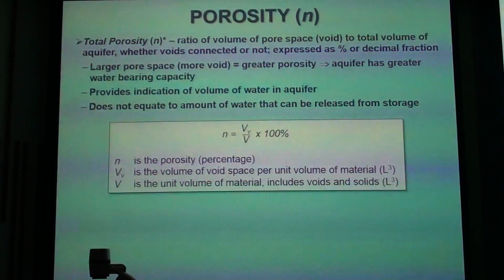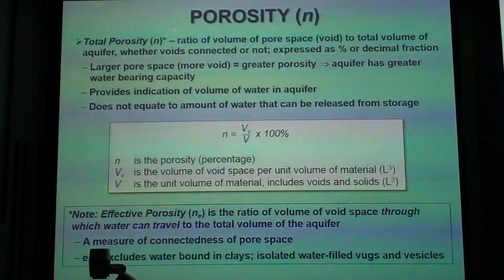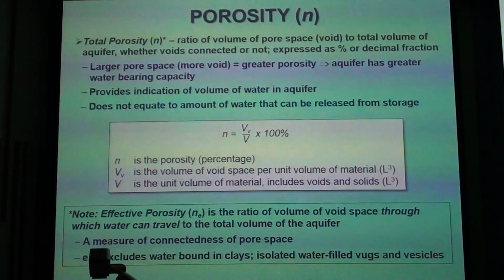So something is 30%, 40%, 50% porosity. Put a little asterisk up here because we'll encounter a term later on called effective porosity. This is a measure of the void space through which the water can actually travel or be extracted from. So connected pores, all sorts of things like that. It's a measure of the connectedness of the pores, and it gets rid of water bound in clays, water that's sealed up in vesicles that can't be got out. So it's a much smaller value than the total porosity.